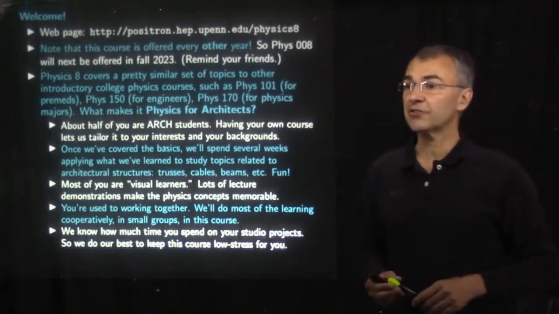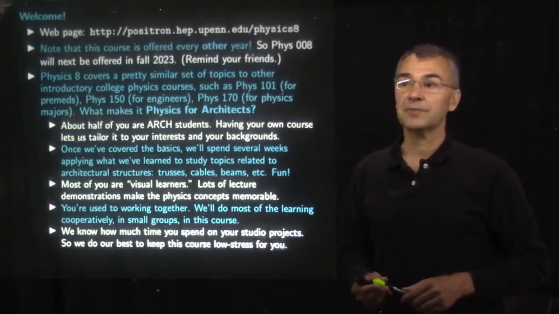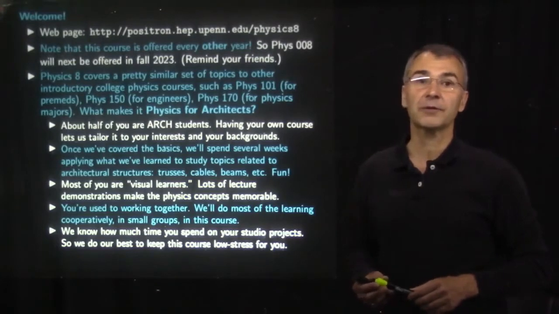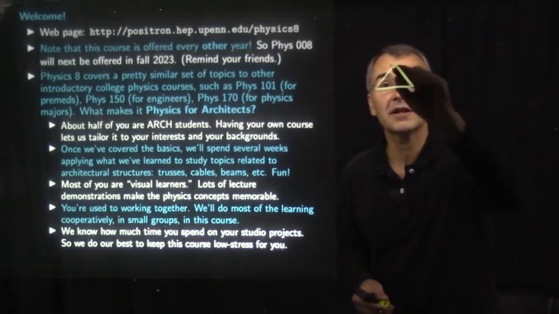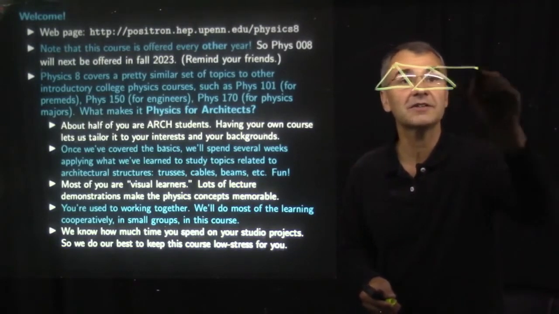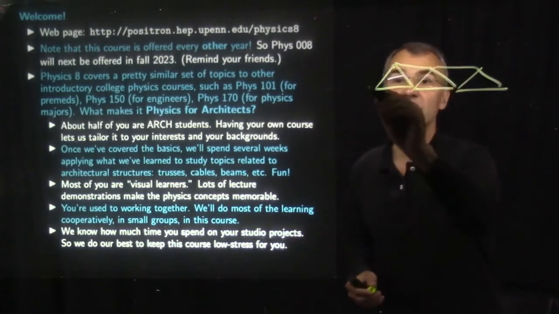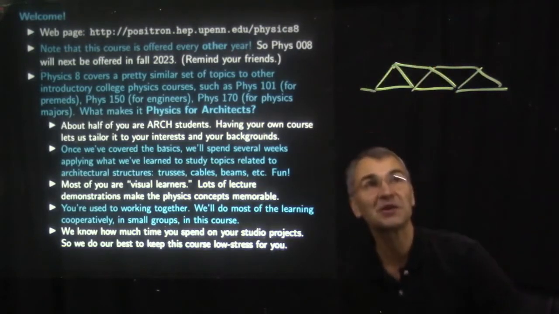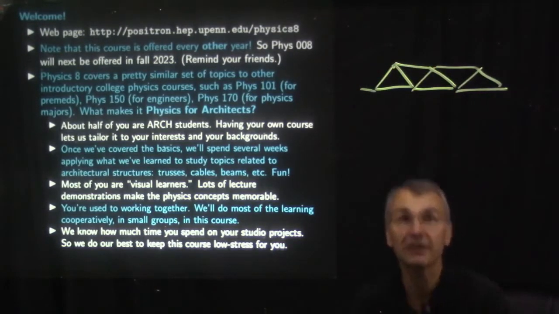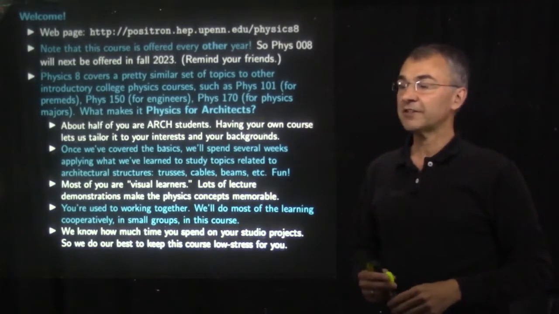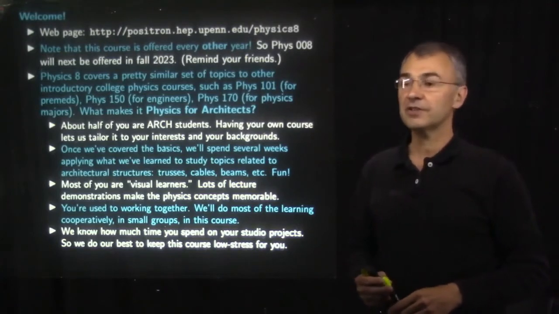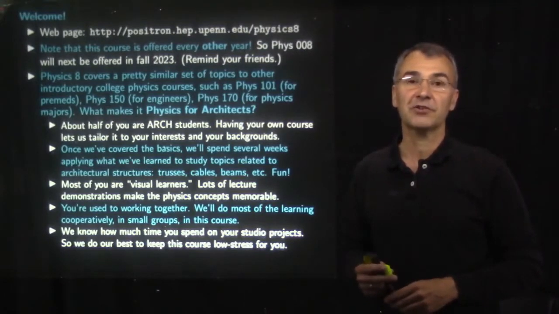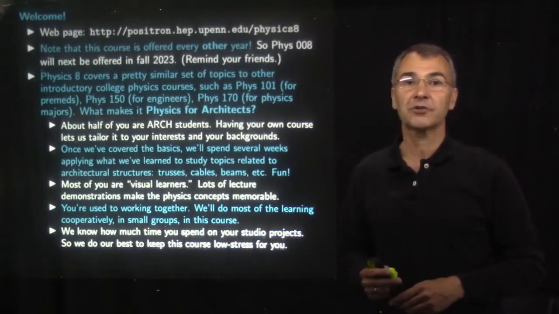Once we've covered the basics of Newton's laws of mechanics, we'll spend several weeks applying what we've learned to study topics related to architectural structures. We'll learn how to analyze trusses, which are those triangular shaped things you might have seen on railroad bridges. Anytime you see things broken up into triangles, particularly on an old railroad bridge, that's typically a version of a truss. So we'll study topics related to architectural structures like trusses, cables, beams, and so on. I think this is a fun way to connect the physics with applications, and they're applications that you'll see again if someday you take a structures course.